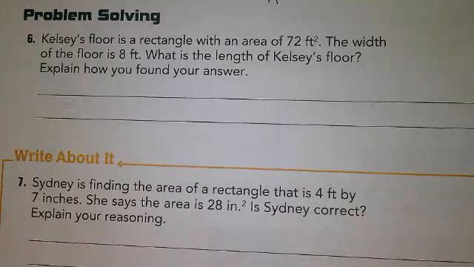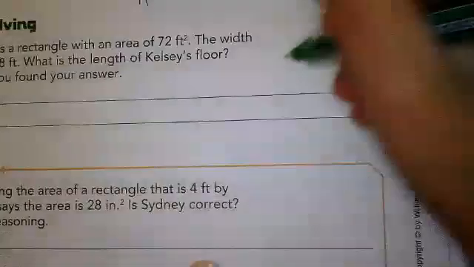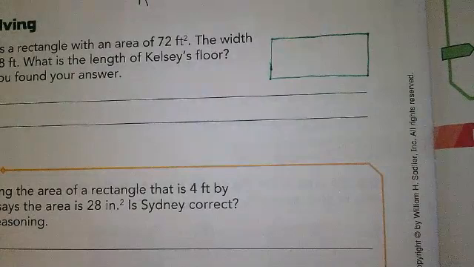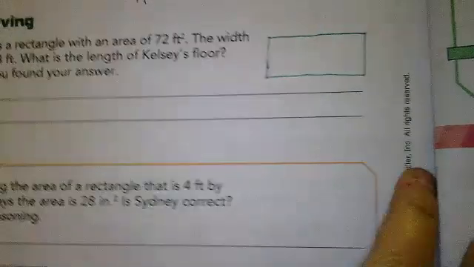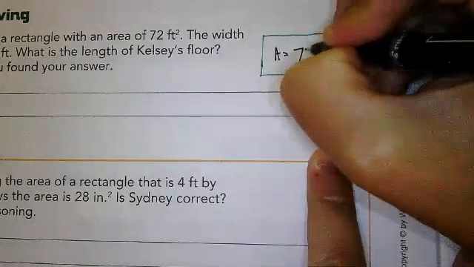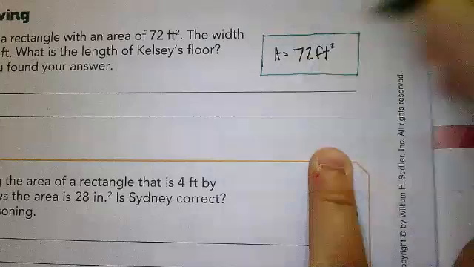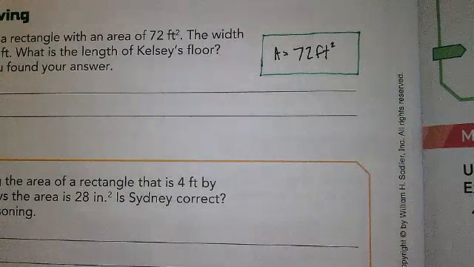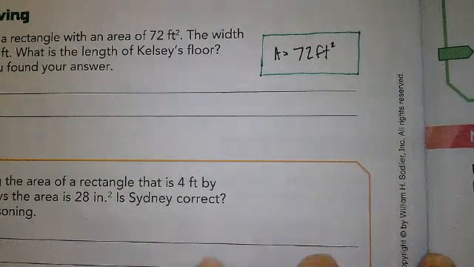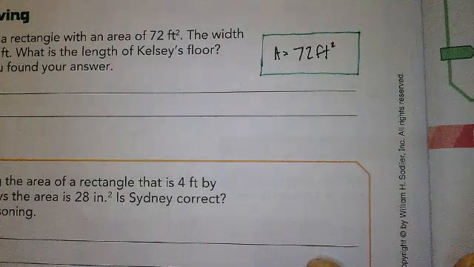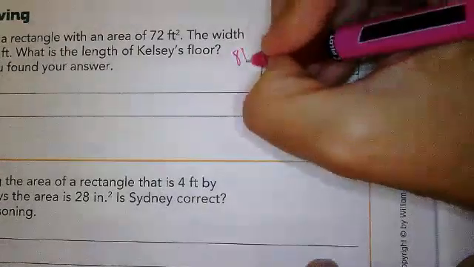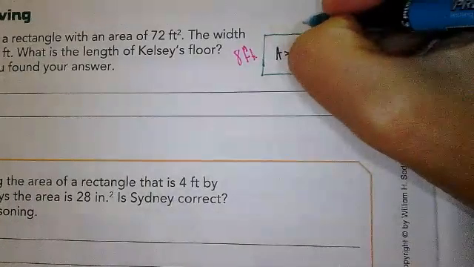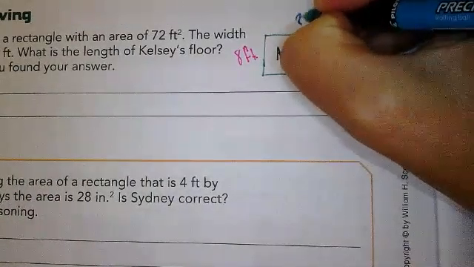So this is what it's telling you here. We have a rectangle. We know the area. It tells me what the area is. What's the area? 72 feet squared. Then it tells me the width of the floor. What's the width of the floor? The width is 8 feet. Do we know the length? No. That's what we're supposed to find.